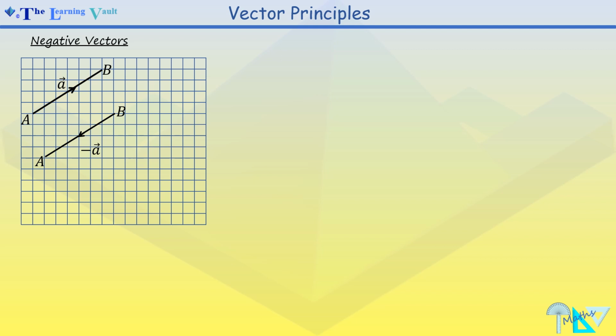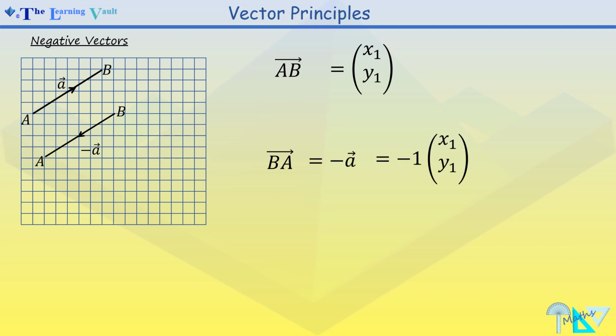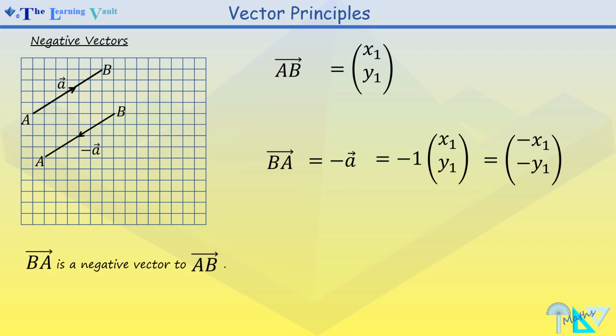Negative vectors. Vector AB is represented by the column vector of x1, y1. Now vector BA is going in the opposite direction. So it's represented as -1 times the column vector of x1, y1, which will give us the column vector of -x1 and -y1. So vector BA is a negative vector of AB. They are parallel, equal in length, but opposite in direction.